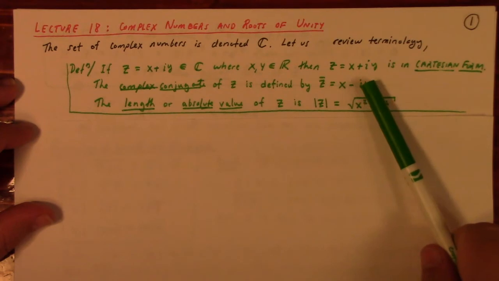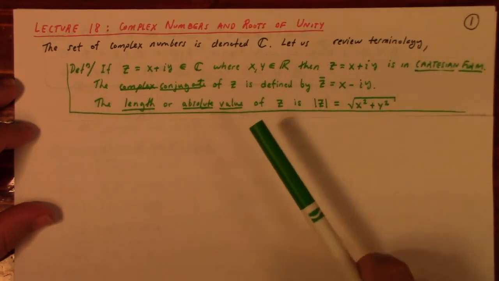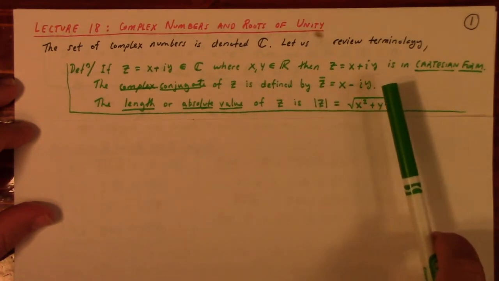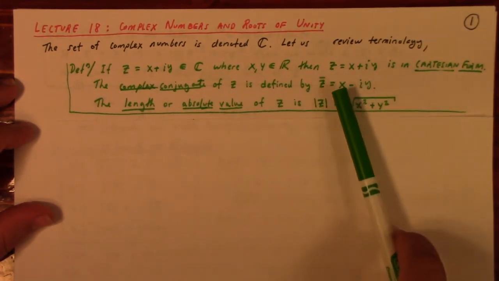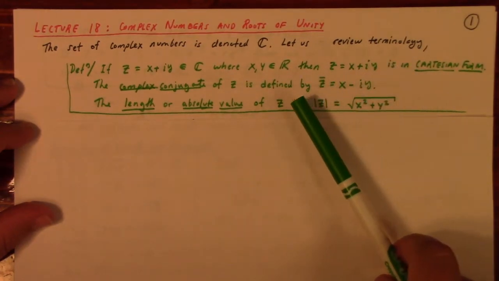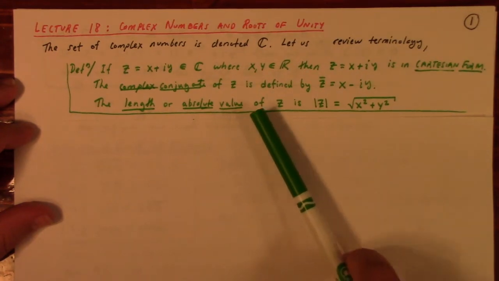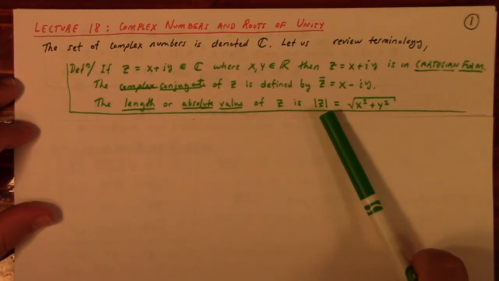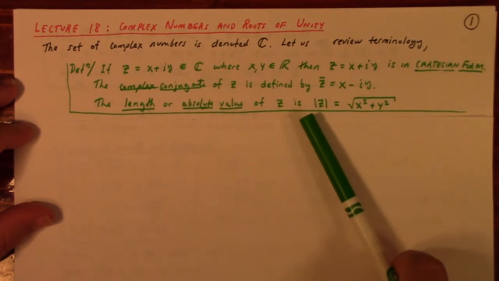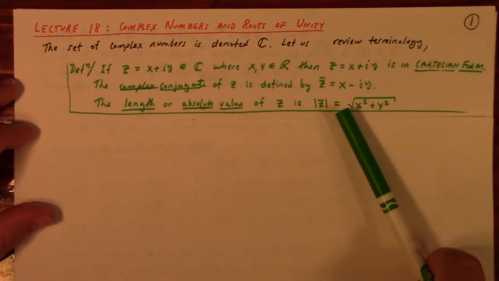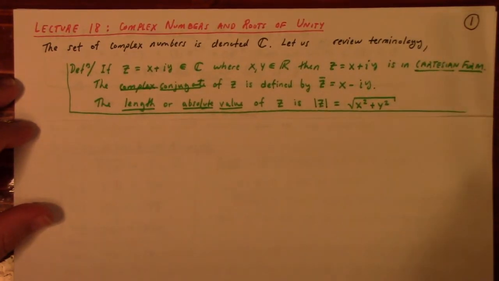In that case, x plus iy is called the Cartesian form of the complex number. The complex conjugate of z is x minus iy, and we use a z bar here. Sometimes physicists or other folks will use a z star, but we'll use bars here. Now the length, or absolute value, or sometimes called modulus of z, is this z between these vertical lines here. And so that's the length of the complex number, in the sense of how far it takes to go from the origin out to the complex number, right?